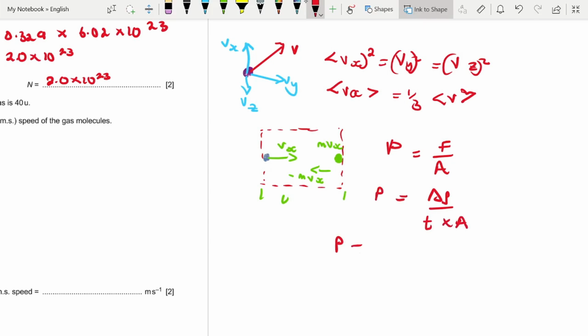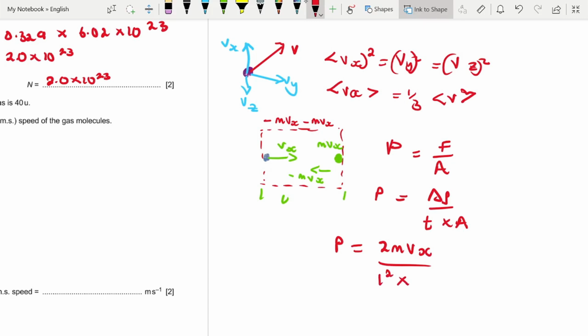But remember, we said that the change in momentum went like this, Vx, then it went like that back. So the final momentum, which is negative mvx, minus the initial momentum, which is mvx, we get negative 2mvx. So the magnitude of the change is going to be 2m, the velocity in the x, divided by our area. Remember, it's a cube, so we're going to have L squared as our area over there.